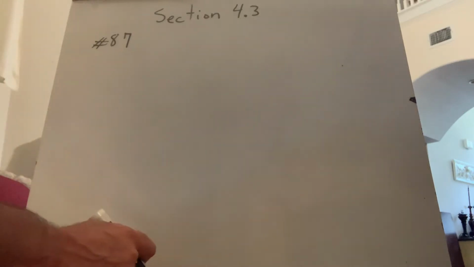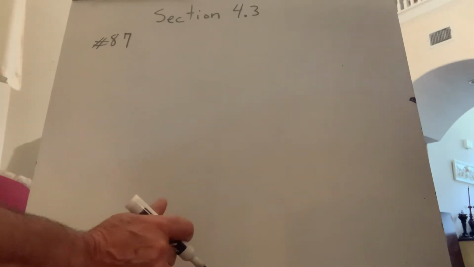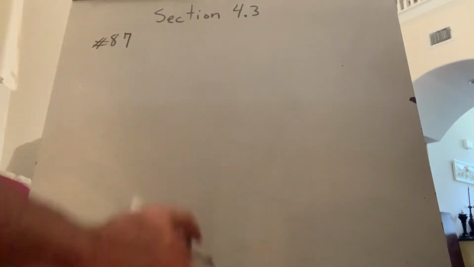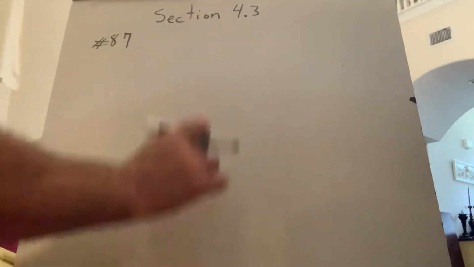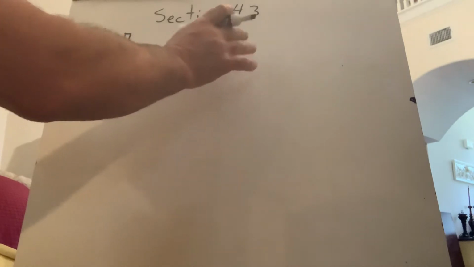Hi guys, I have a couple of questions from section 4.3, 87 and 89. We may be able to get them both in the same video here. The question is the one where they want us to take the logarithmic expressions and reduce them to a single log with a coefficient of 1, which means at the end you want only one log term and also with a number 1 in front.